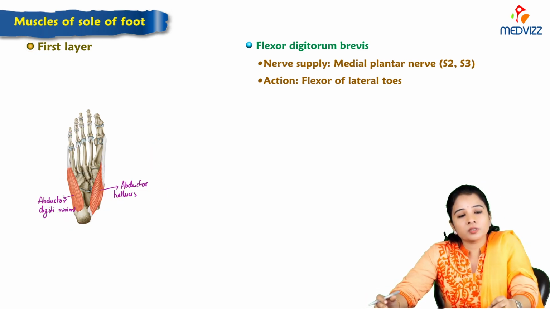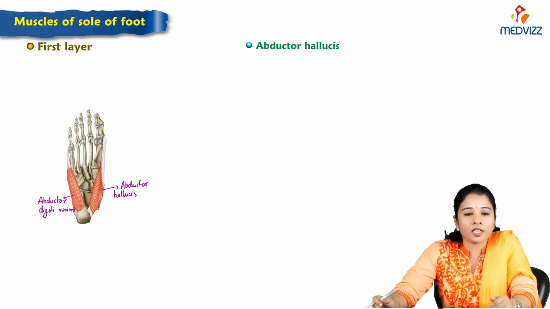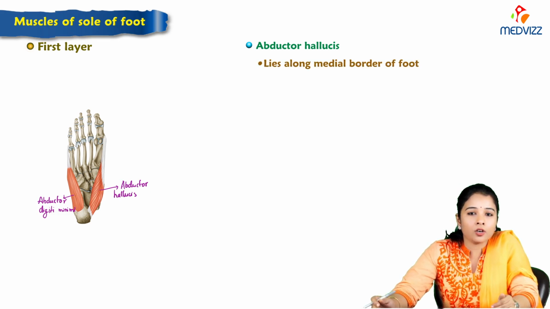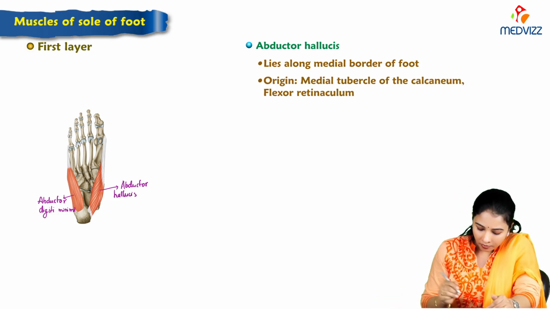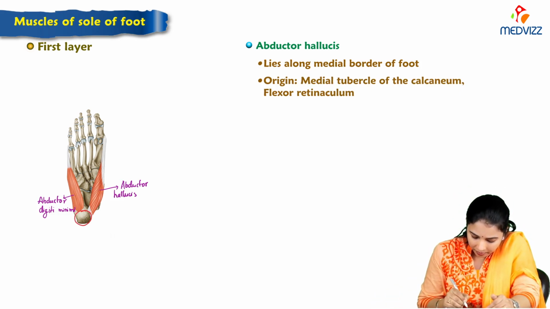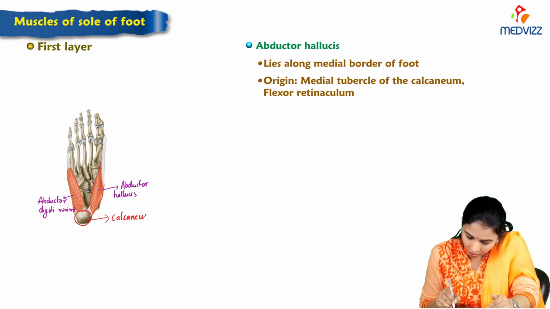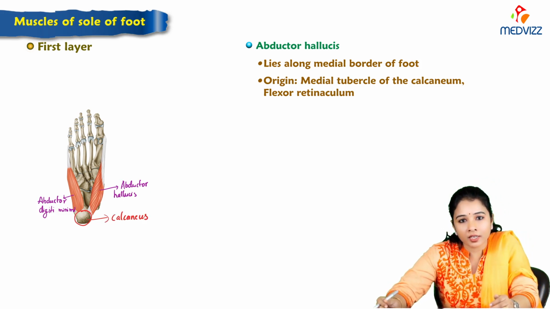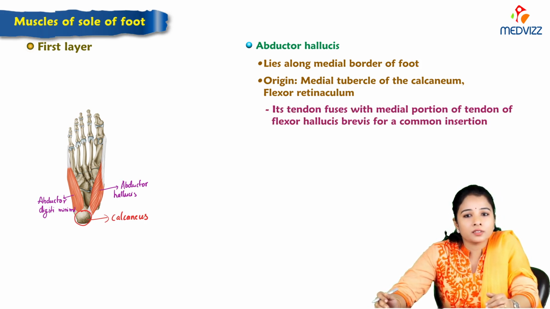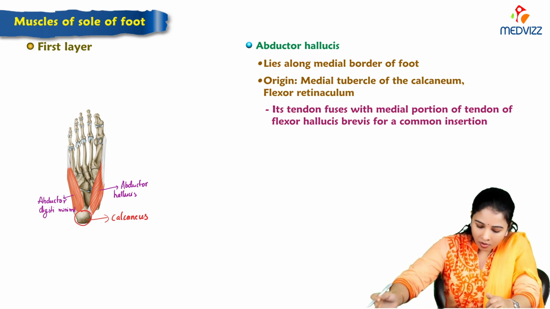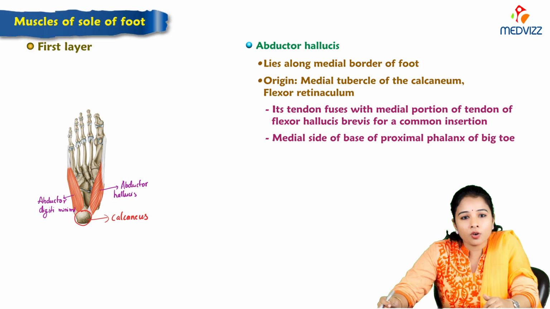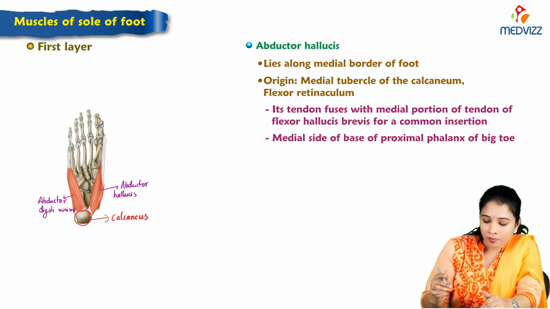So the next muscle which is present in the first layer is the abductor hallucis. Abductor hallucis lies along the medial border of the foot, and it gets origin from the medial tubercle of the calcaneum. So here is the calcaneum. It gets origin from the medial tubercle of the calcaneum, and also partly from the flexor retinaculum, and its tendon fuses with the medial portion of the tendons of flexor hallucis brevis for the common insertion. So they get common insertion to the medial side of the base of the proximal phalanx.